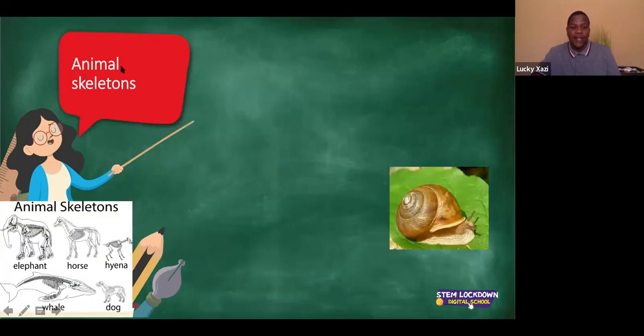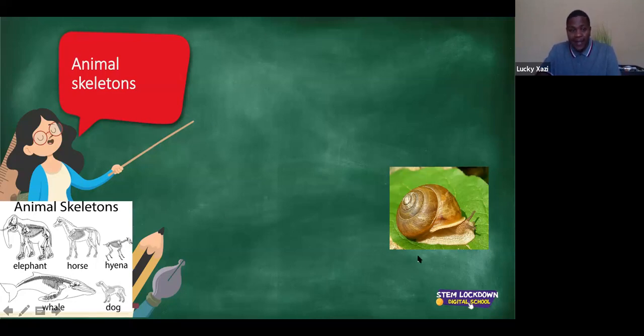Animals with skeletons. These are animals with skeletons, as you can see at the bottom of the screen. There's an elephant, there's a horse, there's a hyena, there's a dog, and there's a whale. And there are so many other animals which have bones, we call them vertebrates. These animals here on the bottom of the screen, we call them vertebrates.